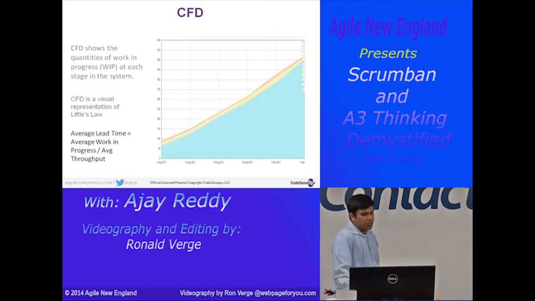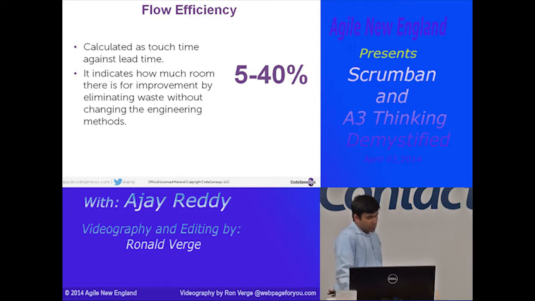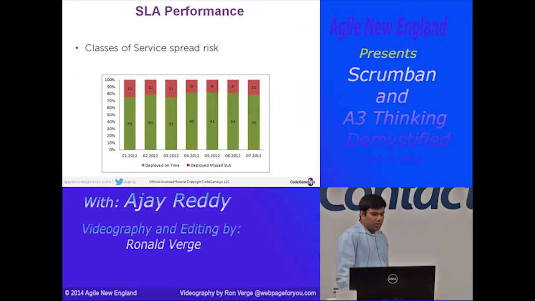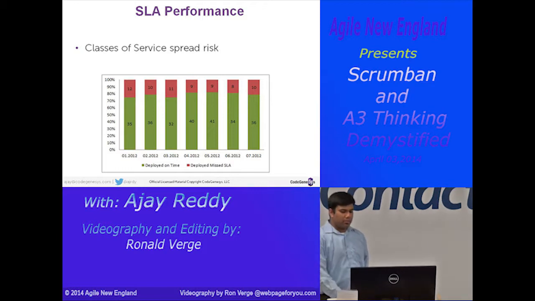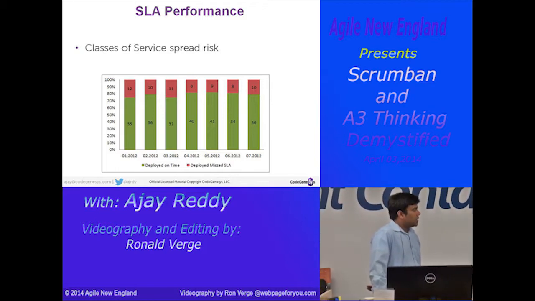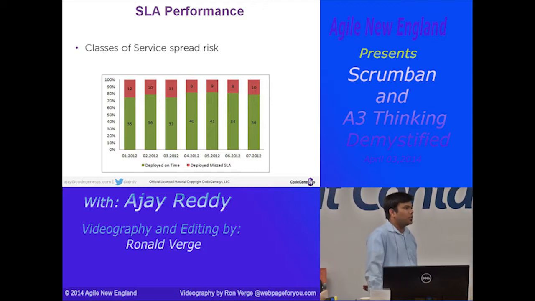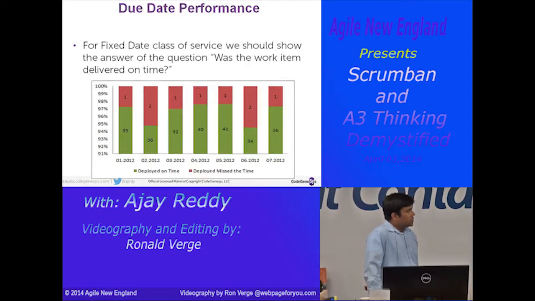CFD gives you a sort of a snapshot of what's going on within your system. Another one is flow efficiency. It indicates how much room there is for improvement. This is for mostly flow stuff, so you want to make sure things are flowing within your system. This is a good measure to look at. Another one is SLA performance. The whole idea in Kanban, one of the principles, is to make policies explicit, and with class of service you can measure how you're doing against a particular class of service. Due date performance is another one, a visualization for a fixed date class of service to visualize how you're doing against that.